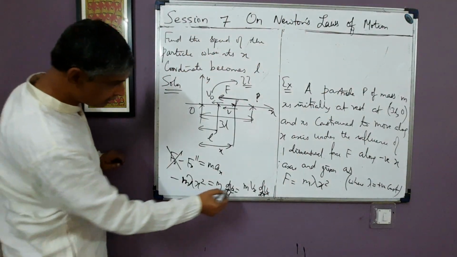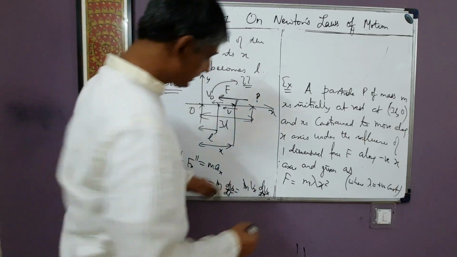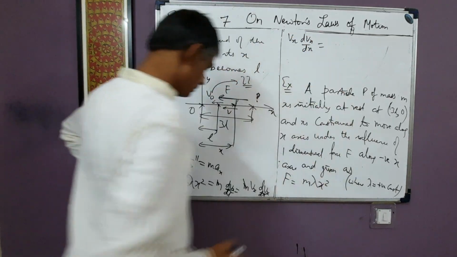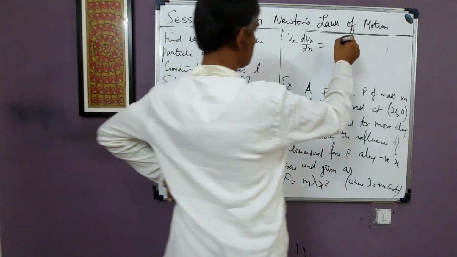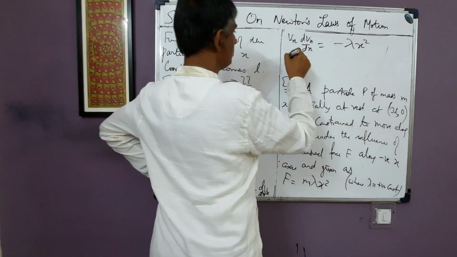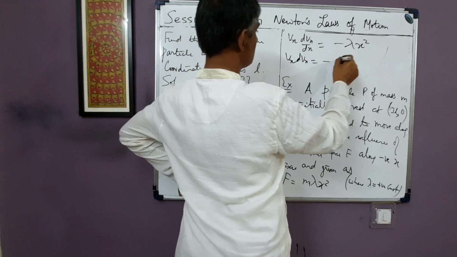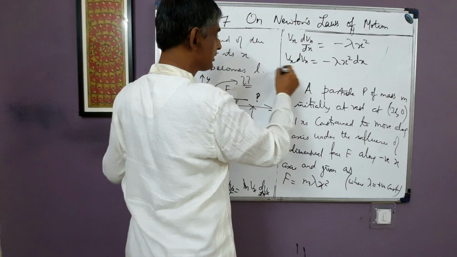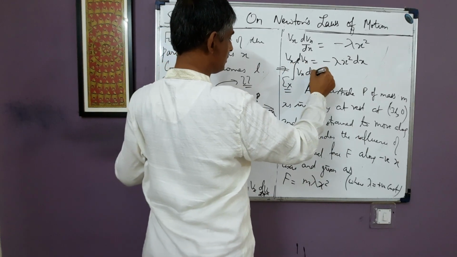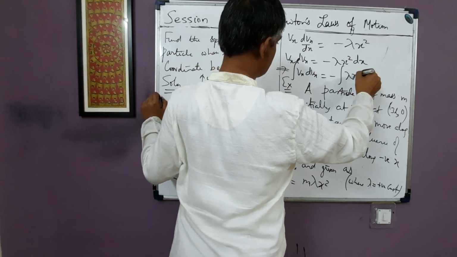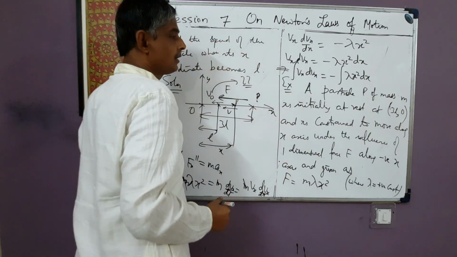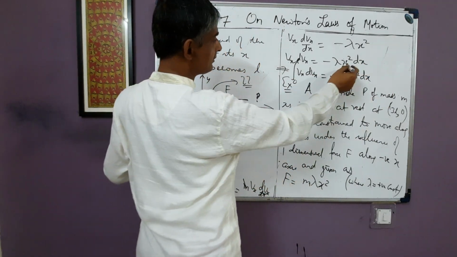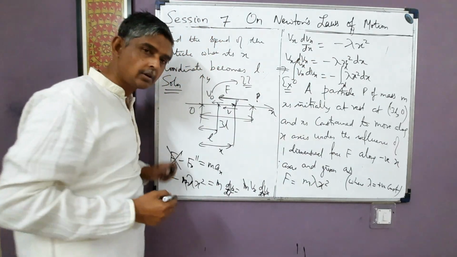You can see from this equation that m will cancel. So we get vx dvx by dx equal to minus lambda x square, so vx dvx becomes minus lambda x square dx. Now integrate this equation on both sides. Initially x is 3L, finally x becomes L. Initially vx is 0, and when x becomes L, vx becomes vx.